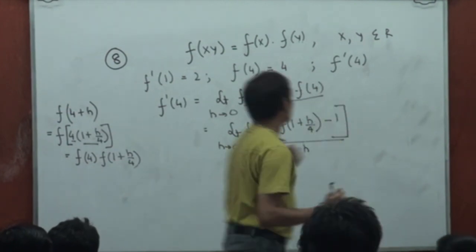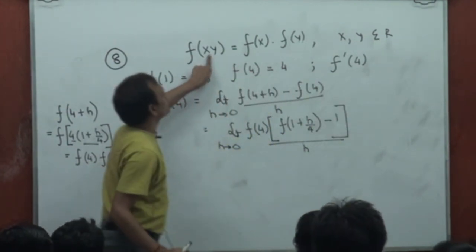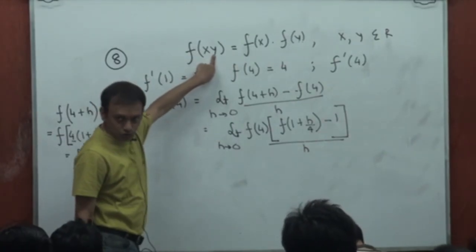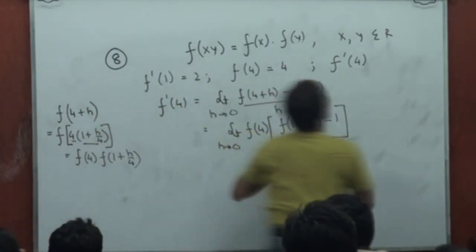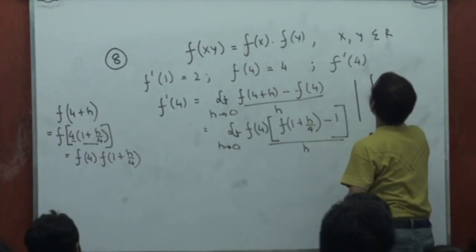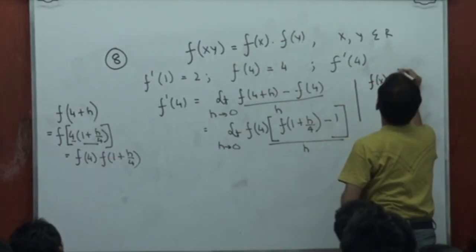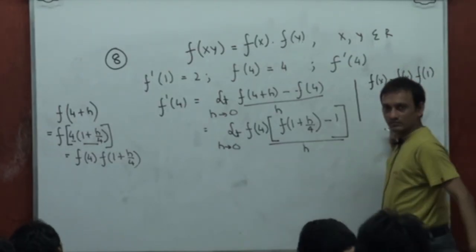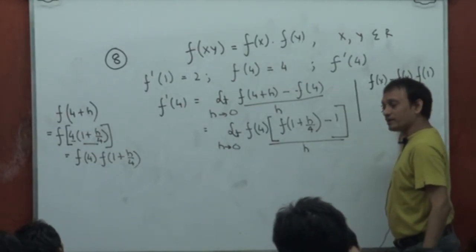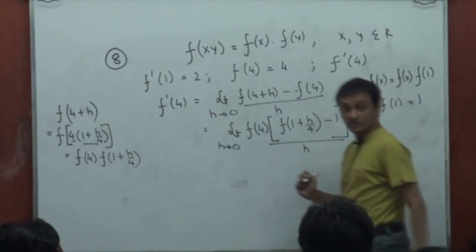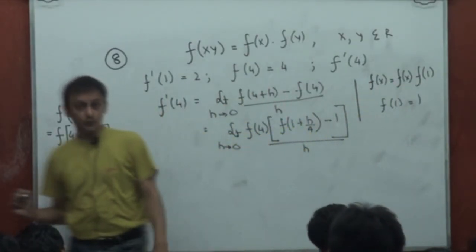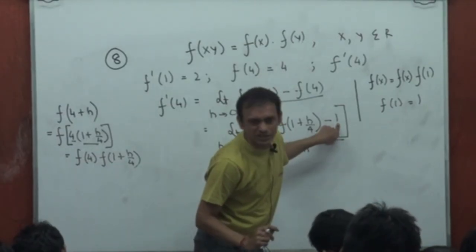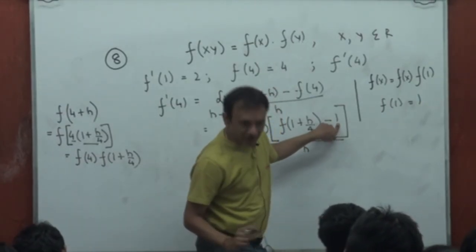Clear? So f of 1, what I do is put y equal to 1 on both sides of the original equation. So you get f of x is f of x into f of 1, which gives me f of 1 equal to 1. Yes or no? So write this one as f of 1.